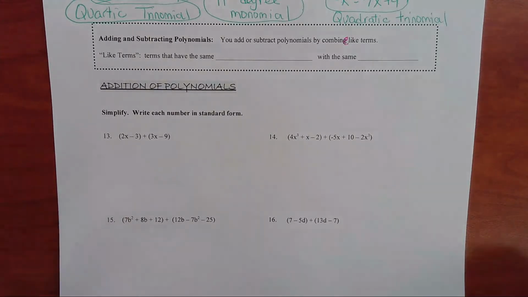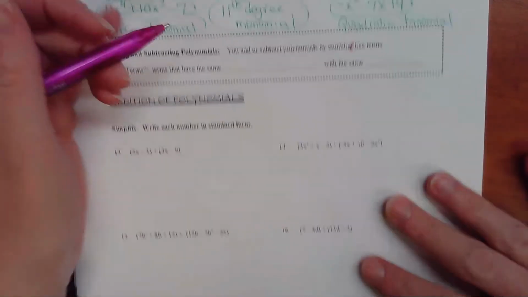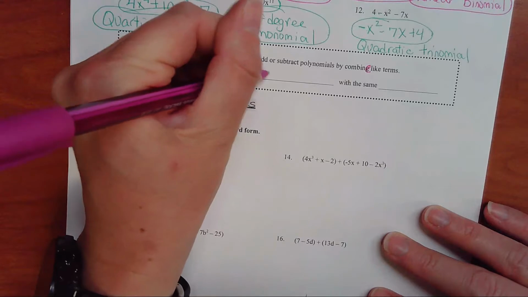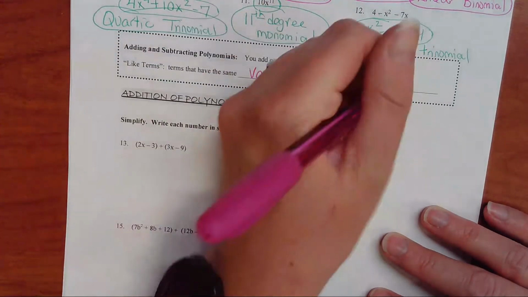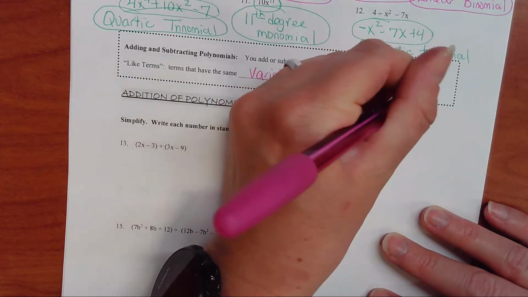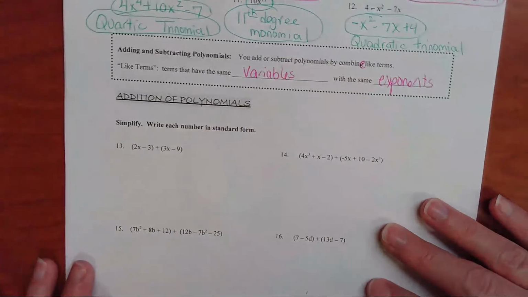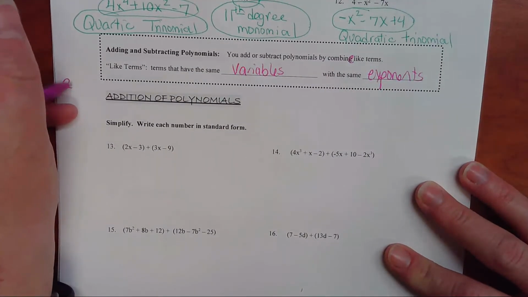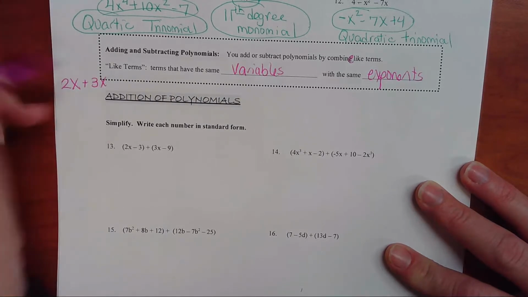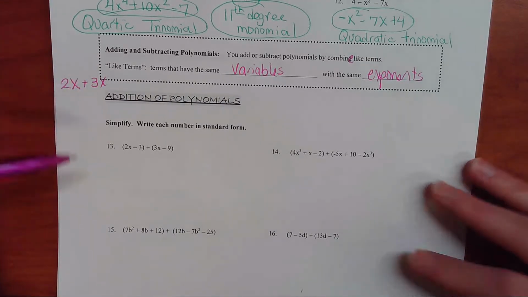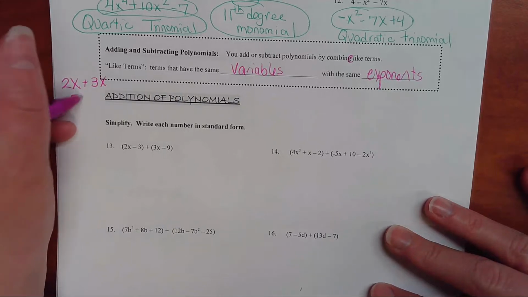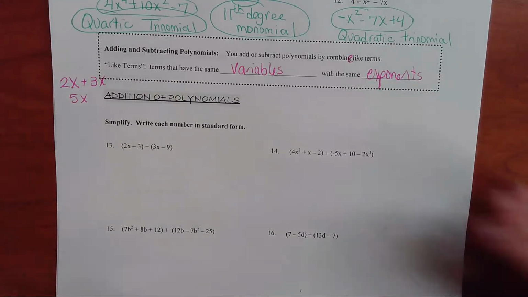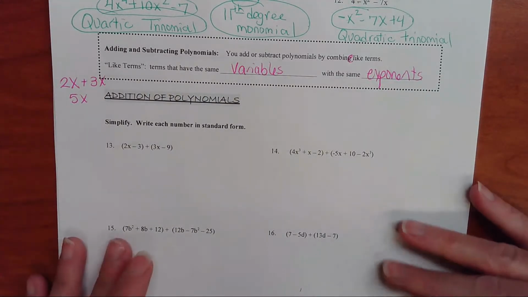And when I say that they're like terms, that means that they have the same variables with the same exponents. And when you combine them, you just combine the numbers out in front. So like if I have 2x and a 3x, the x's stay x's, and this would just give me 5x. You just add those coefficients, is what they're called. Add those numbers out in front.